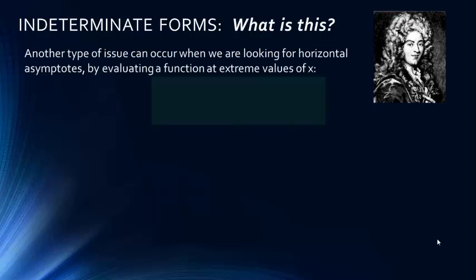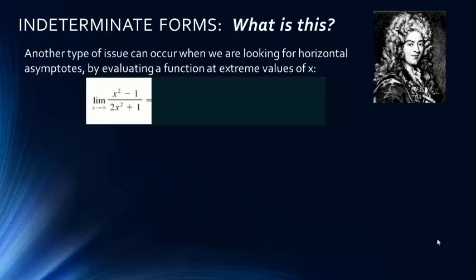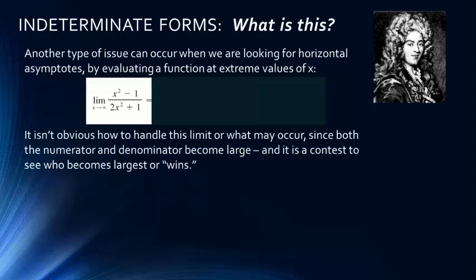Another type of issue can occur when we're looking for horizontal asymptotes. Remember, at large values of x, by evaluating that function at infinity or negative infinity. And notice here, this is a previous example we did as well. We get infinity minus 1 in the numerator, infinity in the denominator. So it's not really obvious how to handle this limit or what may occur since both the numerator and denominator become large. And so here you might think of it as a contest to see who grows fastest or who becomes largest quickest, and they're the winner. Okay, think of it that way.